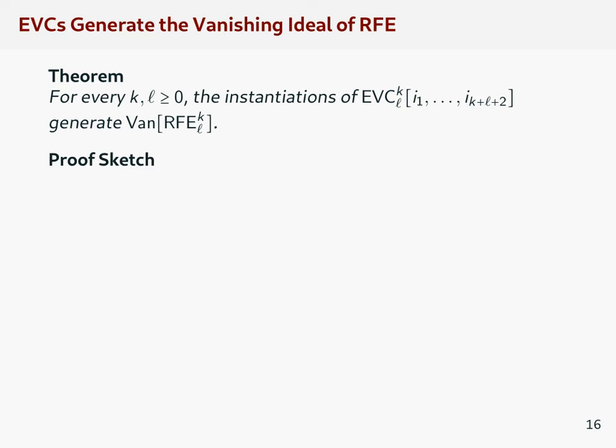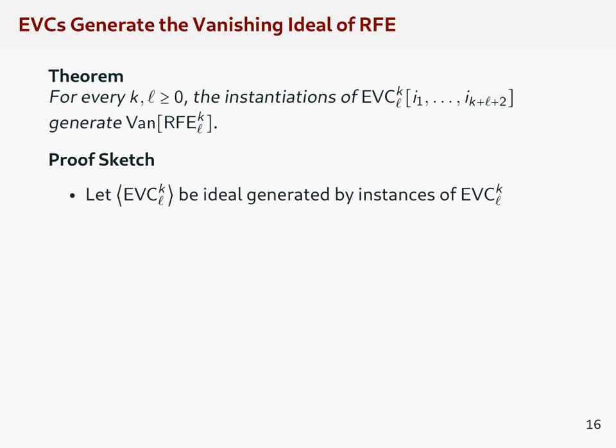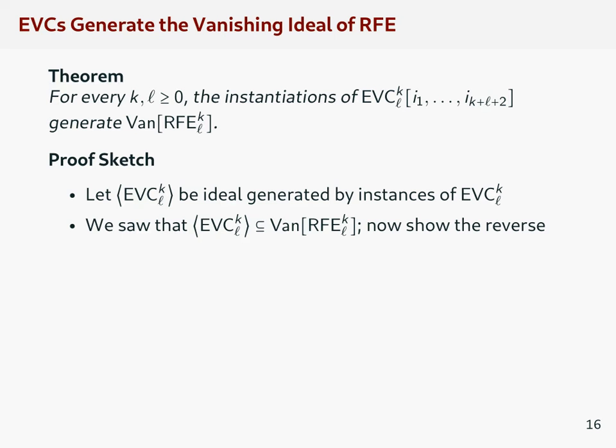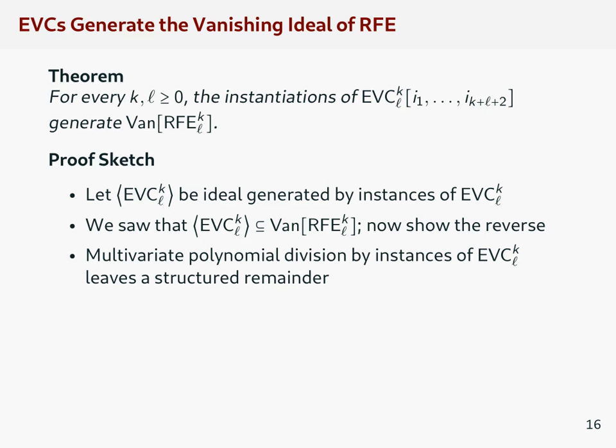Sketch of the proof. We're going to first write down the ideal generated by the EVCs, and we're just going to compare it to the vanishing ideal. Because the EVCs belong to the vanishing ideal, the ideal they generate is a subset of the vanishing ideal, and so we just need to show the other inclusion. We do this by doing a multivariate polynomial division by the instances of EVC, applied to any polynomial in the vanishing ideal for RFE KL. And the result is a structured remainder term.